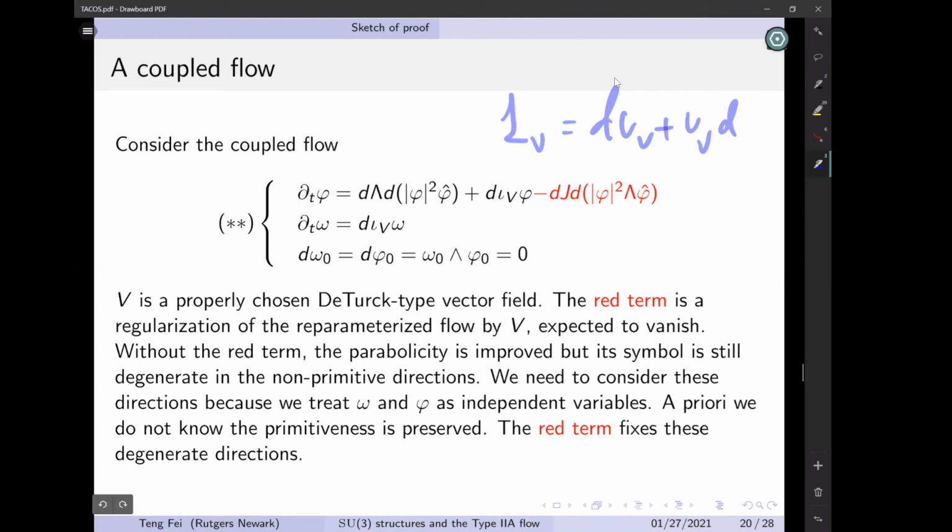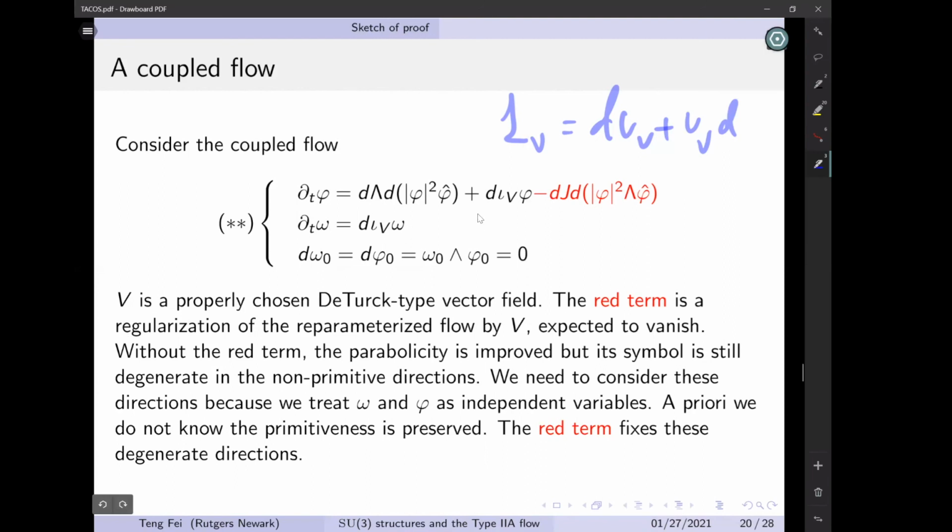Okay, so this is the leading term. This is a second order term. This one is usually first order. Also, we have this condition on the initial data, so all of them are closed, and it's primitive initially. And this vector field V is a properly chosen Dieterk type vector field. It depends on phi and omega.